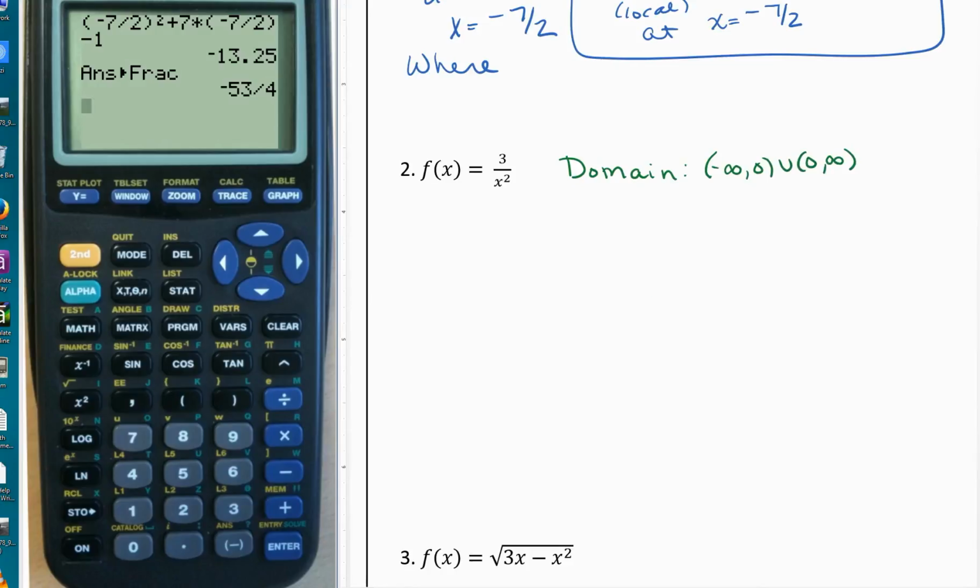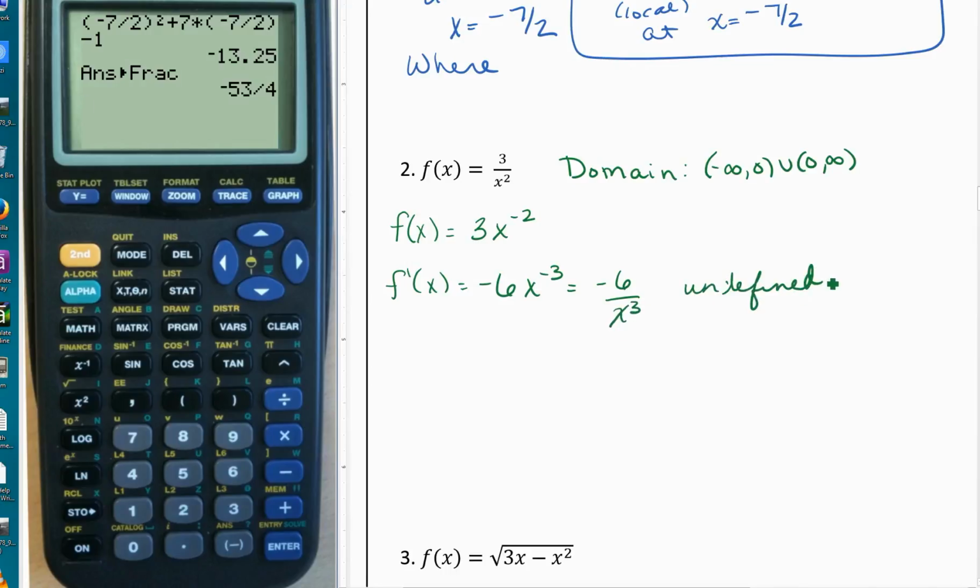So we're going to take the derivative. Now first I'm just going to rewrite f of x as 3 times x to the negative 2. So f prime of x is equal to negative 6x to the negative 3, which would be negative 6 over x cubed. Now, this is undefined at x equals 0, right? Because you'd be dividing by 0. But that's not a critical value because 0 wasn't in our original domain.